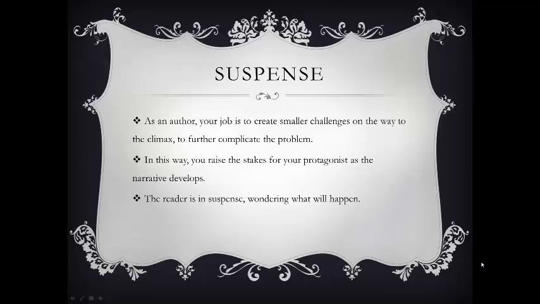As an author, your job is to create smaller challenges on the way to the climax to further complicate the problem. In this way, you raise the stakes for your protagonist as the narrative develops. The reader is in suspense, wondering what will happen.